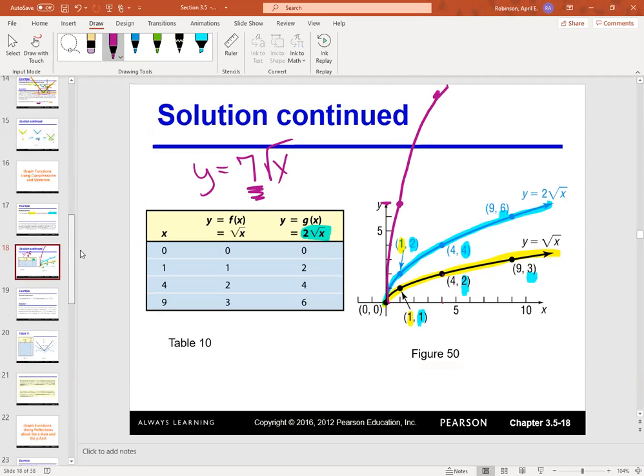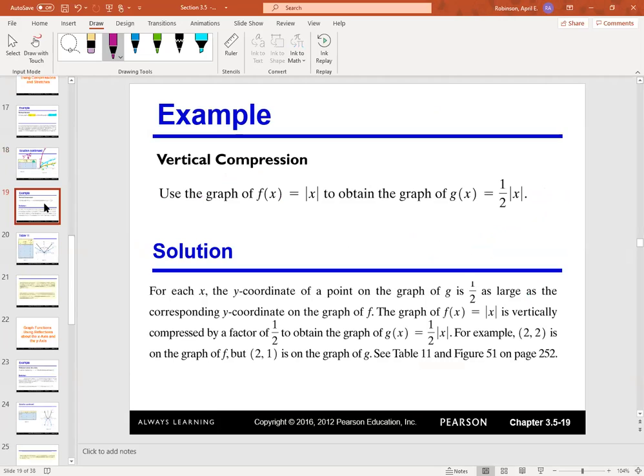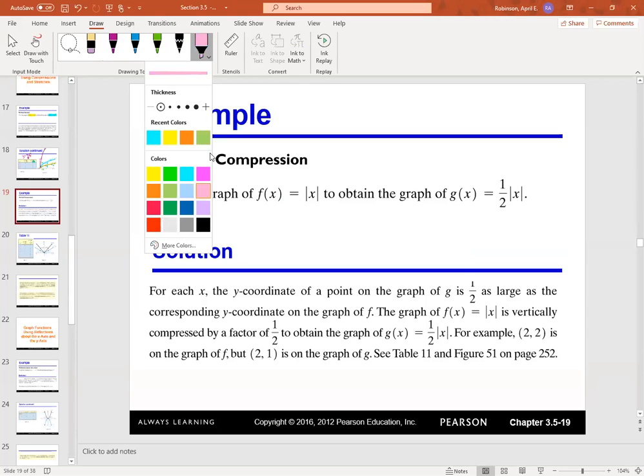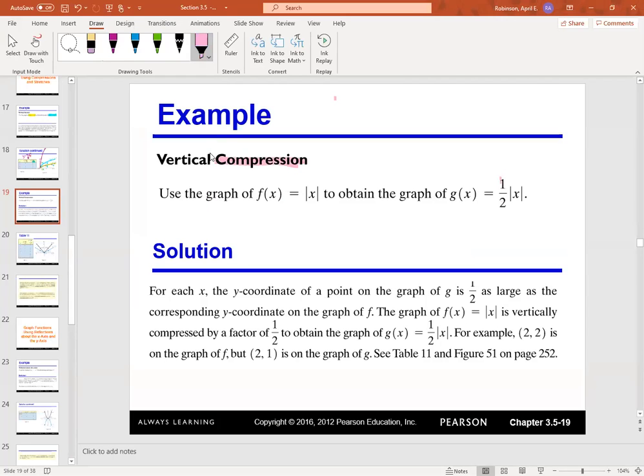Hope that makes sense. Okay, but what if that coefficient is a fraction? Well, instead of being twice as big, this time it's half as big. So when the coefficient is a fraction, then you're doing a vertical compression. When you have a fractional coefficient in front, it's going to make all of the original y coordinates smaller because it's cutting them in half or taking 3/4 or whatever the fraction is. As long as it's a proper fraction.